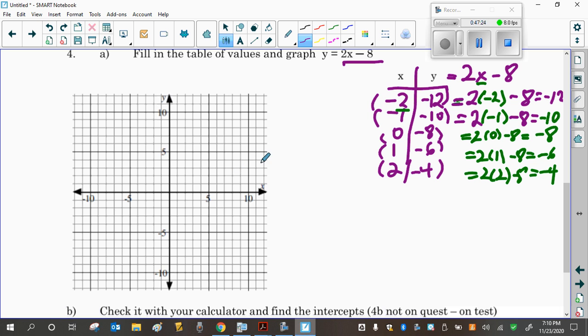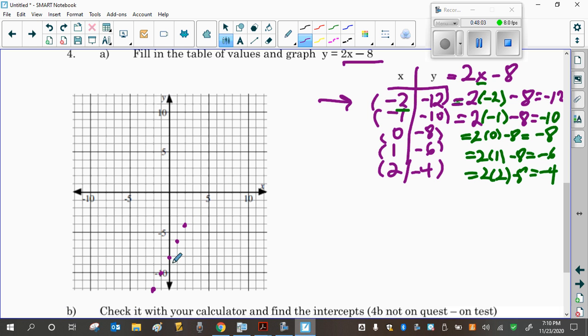Those are the points we need to plot, and I'll do my best. So, again, remember how important I said plotting points is? You need to know how to plot points perfectly. If you don't, get into math help immediately, and we'll go over it for 10 minutes. You'll be fine. So there's 2 to the left, 12 down. There's 1 to the left, 10 down. There's 8 down. There's 6 down. And there's 4 down. 2 to the right, 4 down.